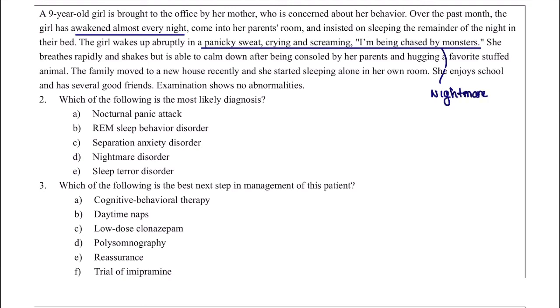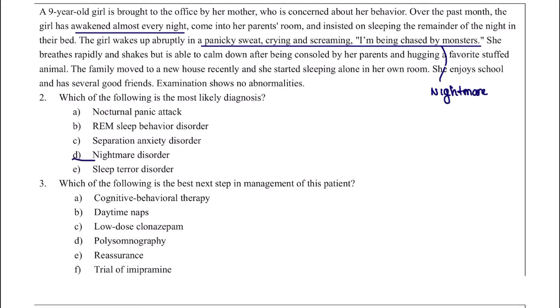She breathes rapidly and shakes but is able to be calmed down after being consoled by her parents. She is basically awake now and she falls asleep again. She enjoys school and has several good friends. Examination shows no abnormalities. Which of the following is the most likely diagnosis? This is a nightmare disorder. Which of the following is the best next step in the management of these patients? Reassure the patient. There's no treatment. You don't give them drugs for nightmares.